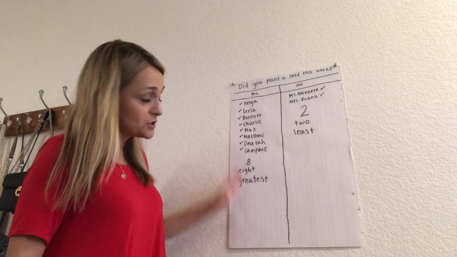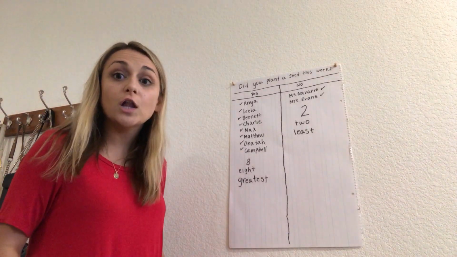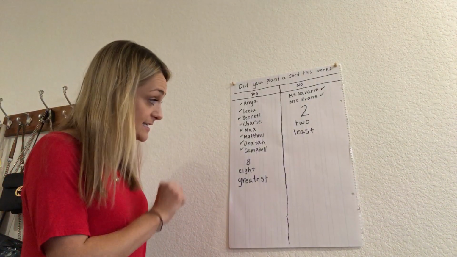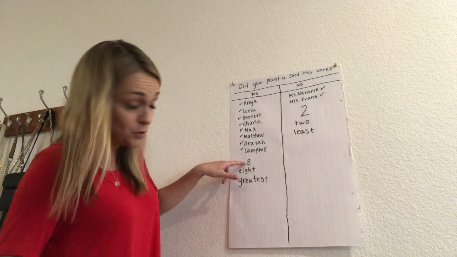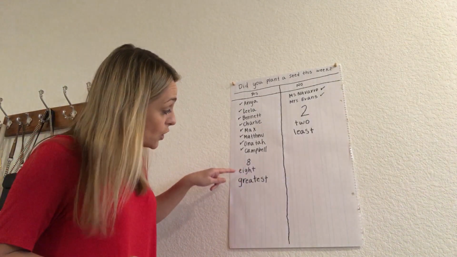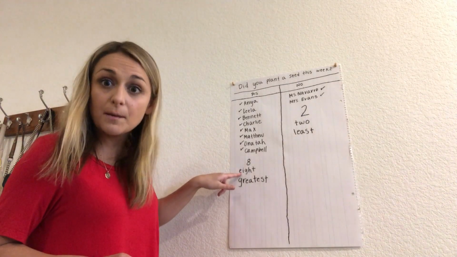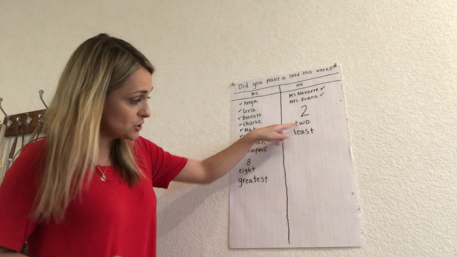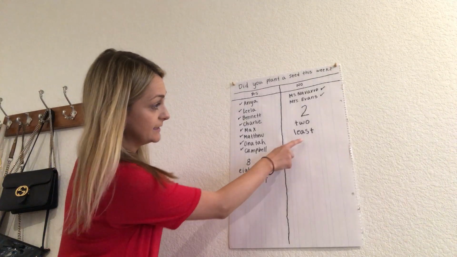Then once you've recorded your data, you will count which column of your survey is the greatest and the least. I want to see you write the numeral of how many votes you have. I want to see you write the actual number name. So I wrote 8 and 2, and then I want to see greatest and least.